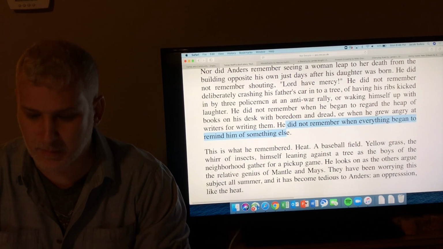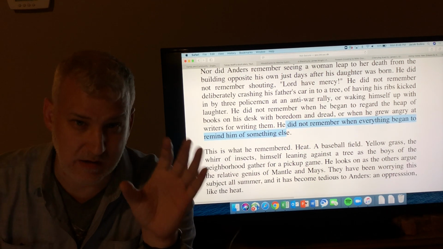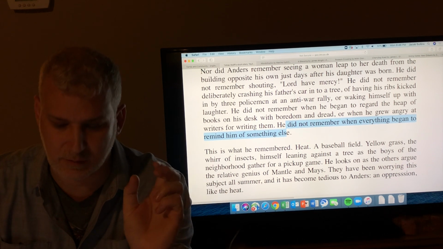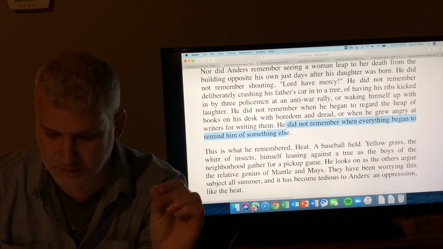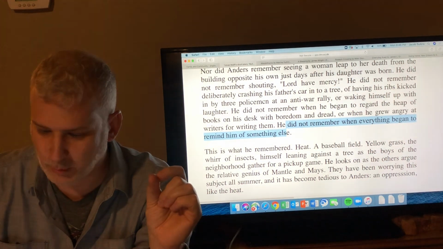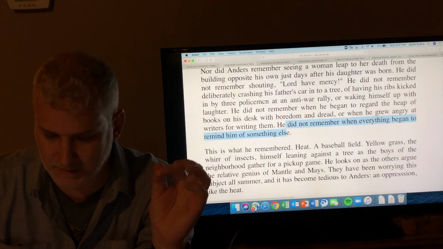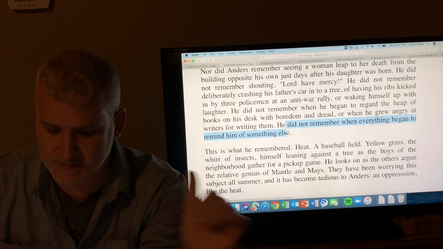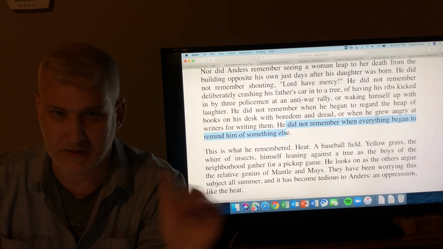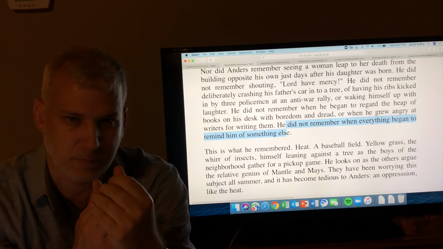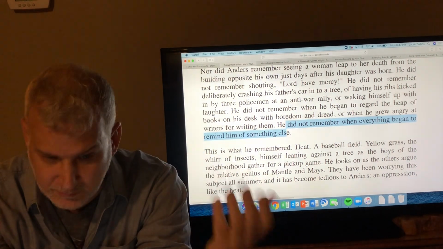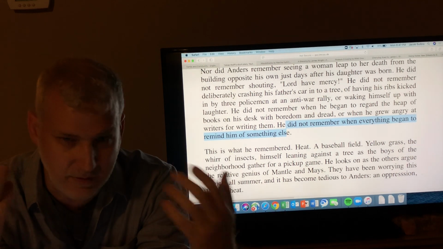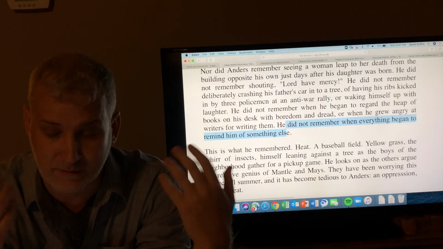He did not remember when, and then this sort of keys in on his character and teaches you who he is. He did not remember when he began to regard the heap of books on his desk with boredom and dread, or when he grew angry at writers for writing them. He did not remember when everything began to remind him of something else. That's really Anders' problem. Nothing feels new. He's lived so long and allowed himself to get so cynical that nothing feels new, nothing feels fresh.